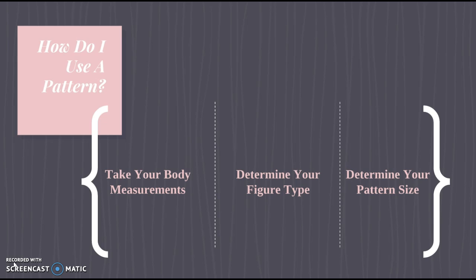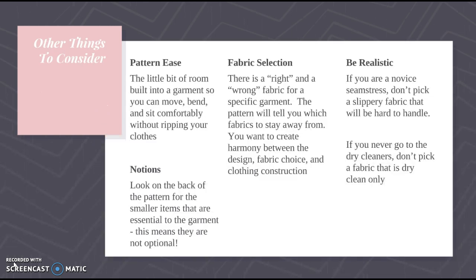Before we move to the next video, other things to consider when you're making a garment is the pattern ease. You want a little bit of room built into the garment so you can move and bend and sit comfortably. That's pretty important. You also want to make sure that the fabric selection is right. There is a right and a wrong fabric for a specific garment, and the pattern will tell you what fabrics to stay away from. They will do some of the work for you.